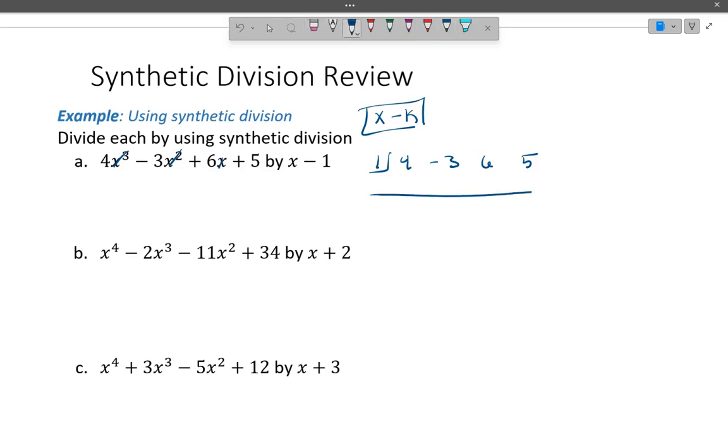And then we're going to repeat the process of addition and then multiplication until we get to the quotient at the end. So we'll start by bringing down the 4, multiplying 1 by 4 to give us 4, and that goes up into the next box. And then we repeat the addition and multiplication. We add -3 to 4 is 1, multiply by 1 goes up here. 6 plus 1 is 7. Multiply 7 by 1 to get 7, and then we add 5 and 7 to get 12. And this is our quotient down at the bottom.